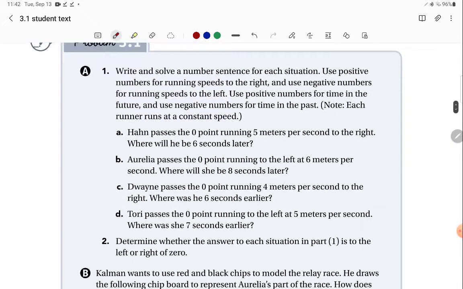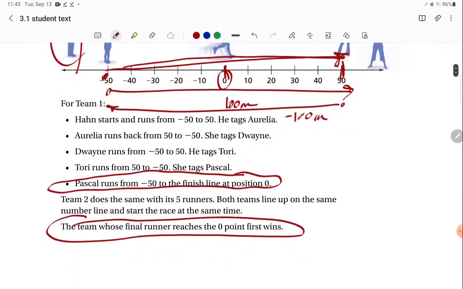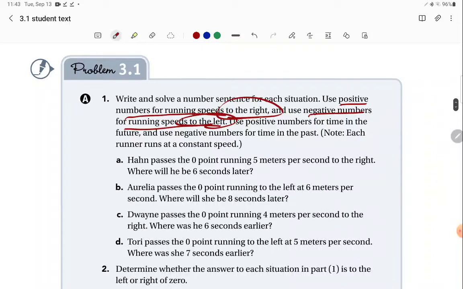So let's look at this, which is based off of that problem. It says, write and solve a number sentence for each situation. Use positive numbers for running speeds to the right. So there it is, positive numbers. Write that down in your notes so that you know if they're moving to the right, it is positive numbers, and then negative numbers for running speeds to the left. Okay, so identify that in your notes. Write a little bit about this game. Put that number line on there so you can look at your number line as you're working on some of these problems. And then use positive numbers for time in the future, negative numbers for time in the past. And we'll get into that a little bit here as well.